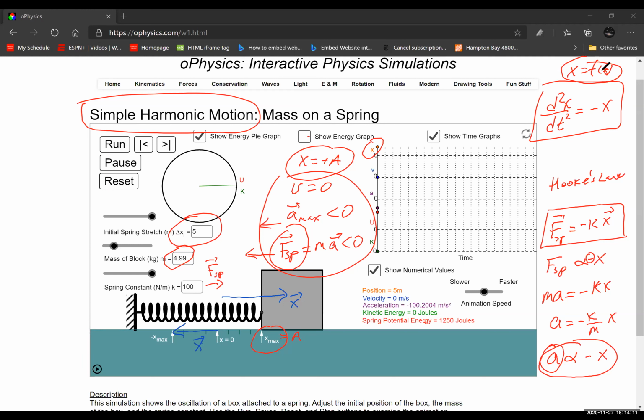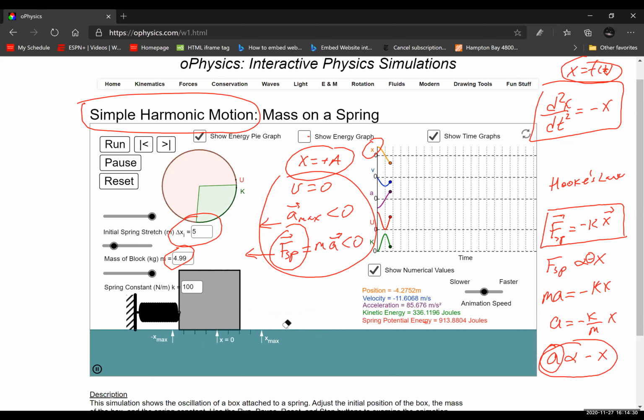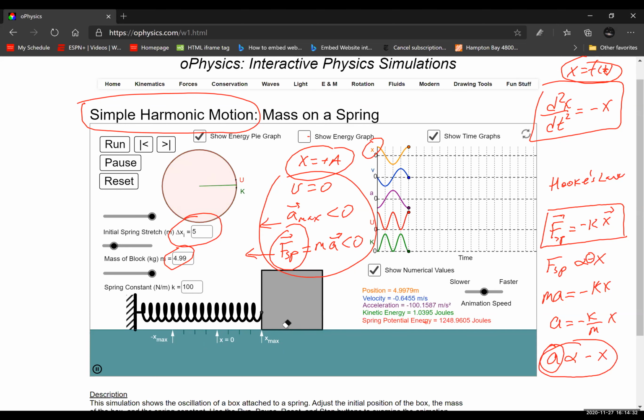Let me clean this up a little bit. All right, so now let's assume that we take this block, stretch it to x equals a, and then we're going to run it. All right. And let's do it kind of slowly like this.